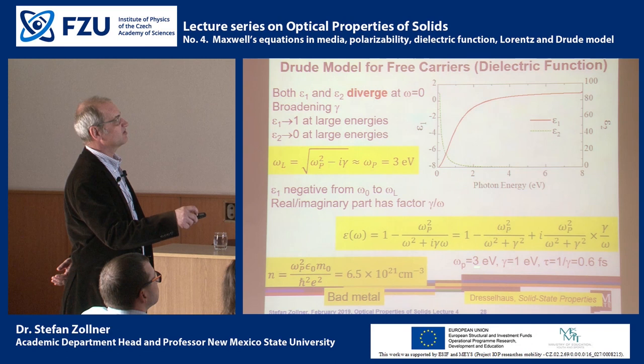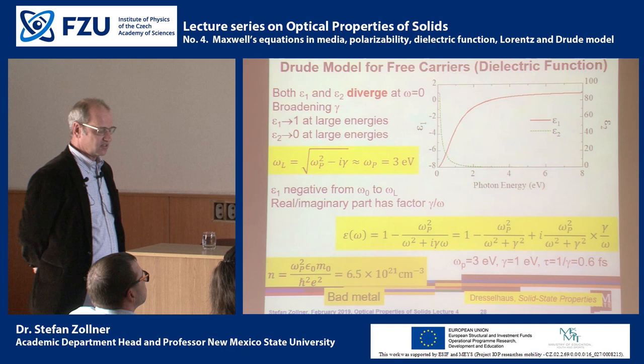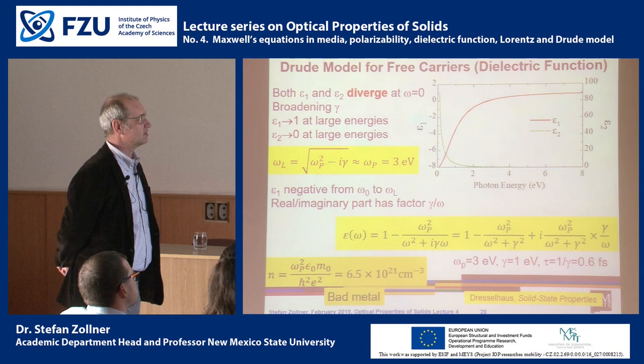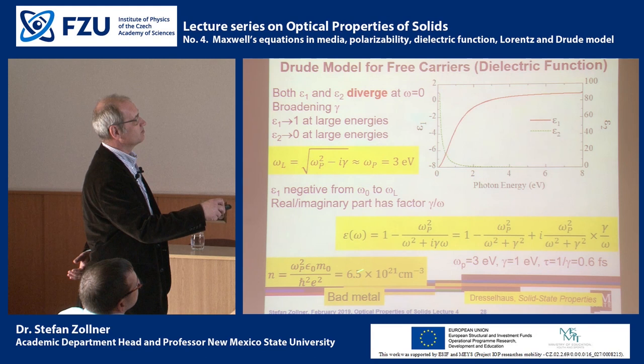But if I just take the regular electron mass to calculate the carrier density from a plasma frequency of 3 electron volts, I'm getting a carrier density of 6.5 times 10 to the 21. That's not particularly high. That's not particularly low. So materials like copper or aluminum will have a much larger carrier density and better conductivity. So that's why we might call this a bad metal, because there's not enough carriers.